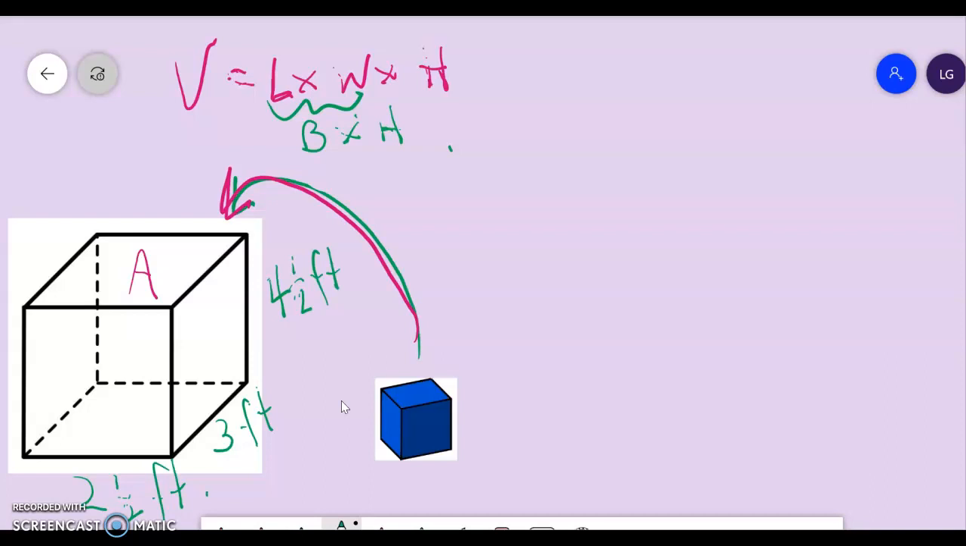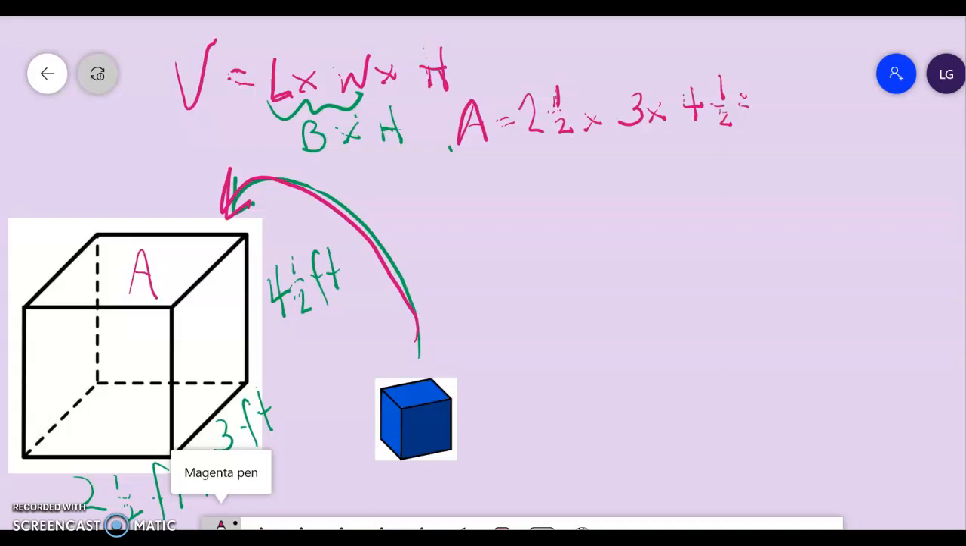So we're going to solve for A first. I'm going to change up my pen here, back to the magenta. We know that our volume is length times width times height. So we're going to take that 2.5 feet times 3 feet times 4.5 feet. We want to calculate the volume of the big cube first.